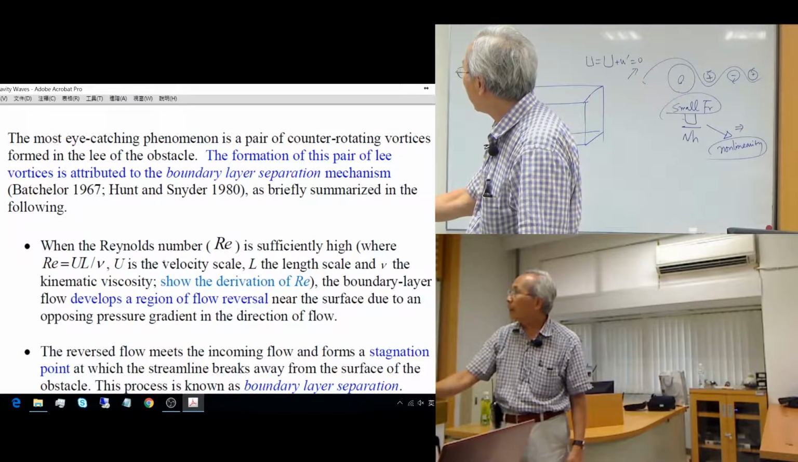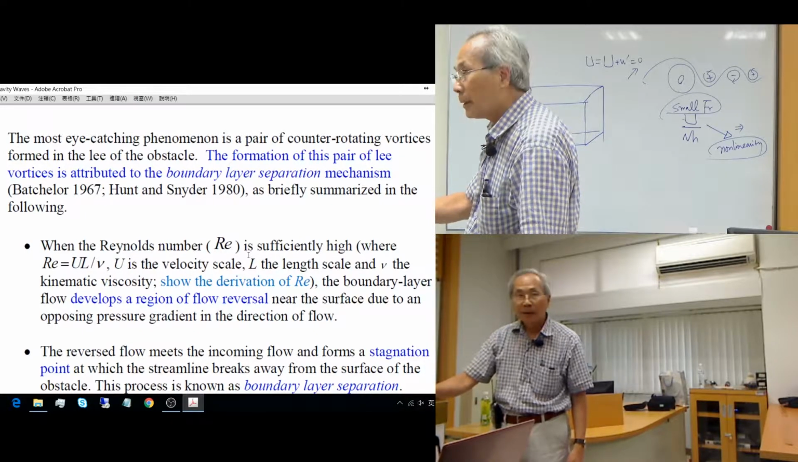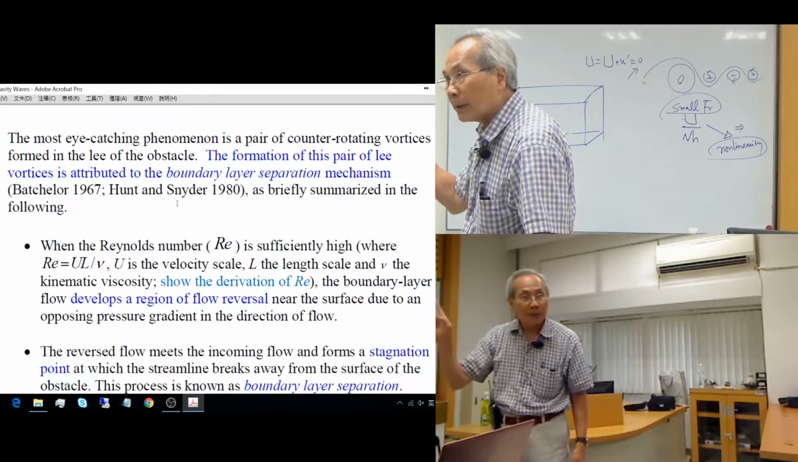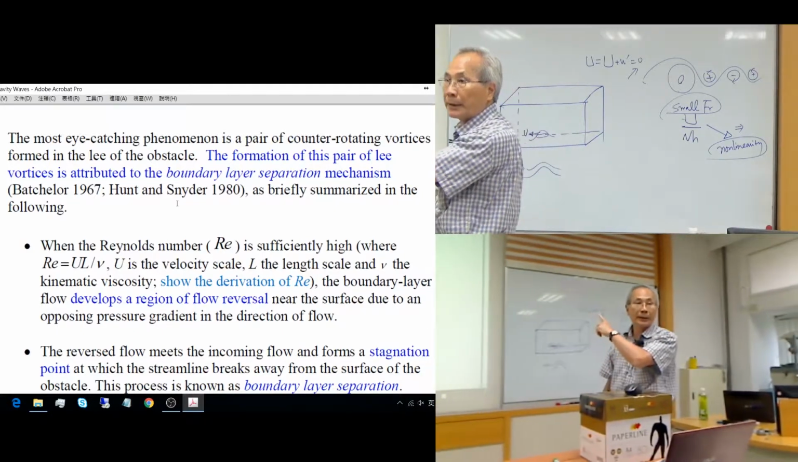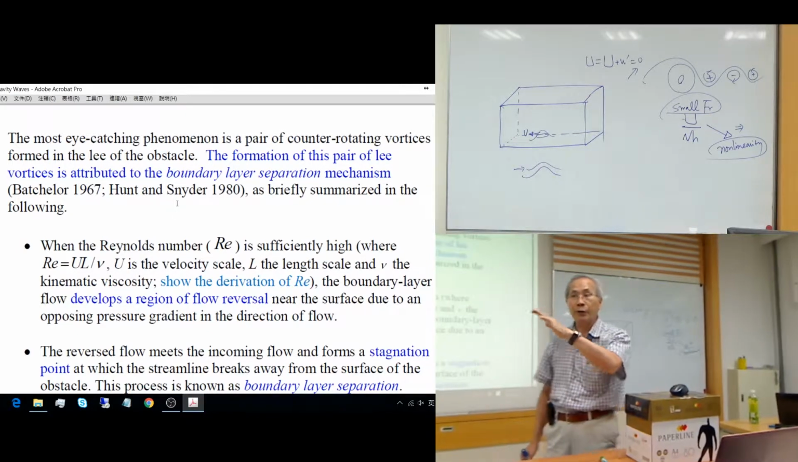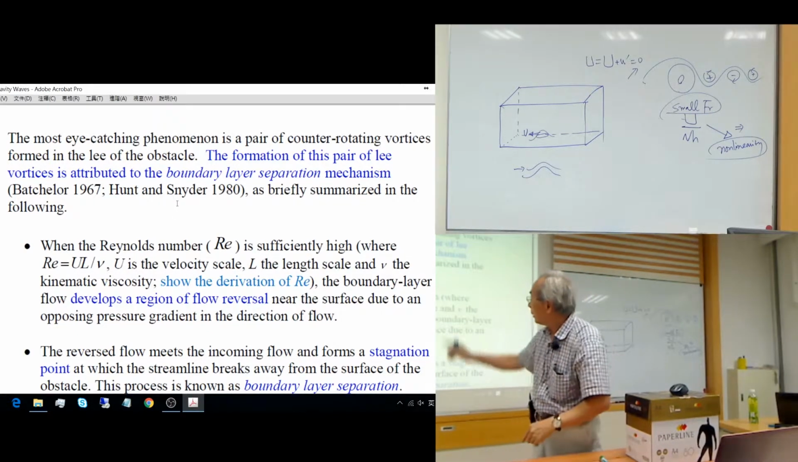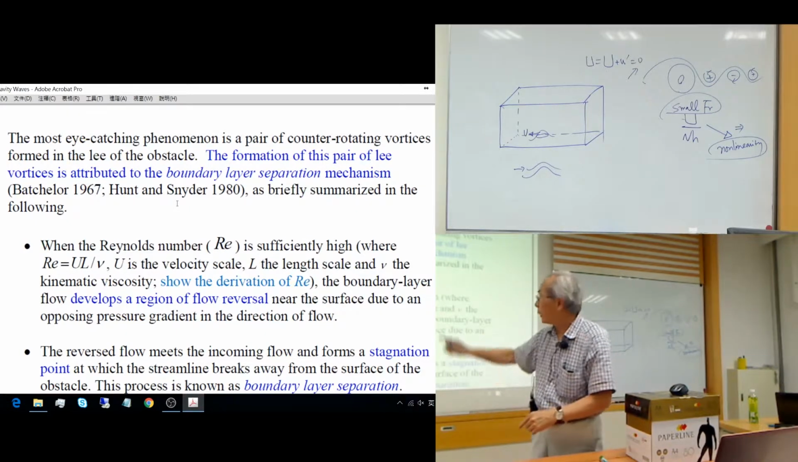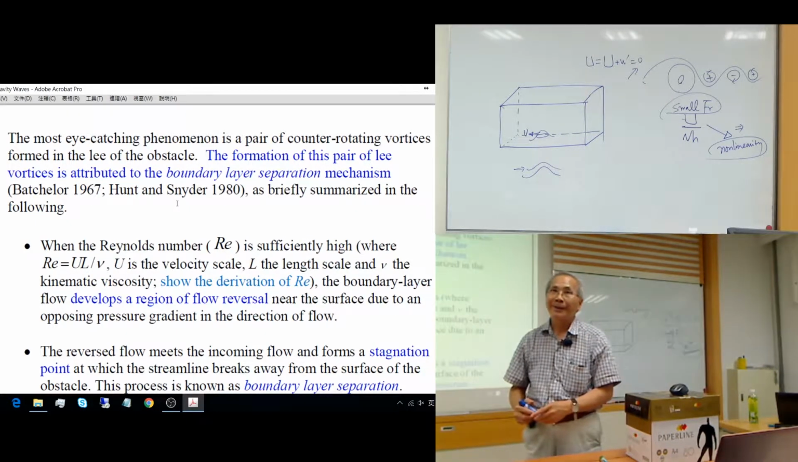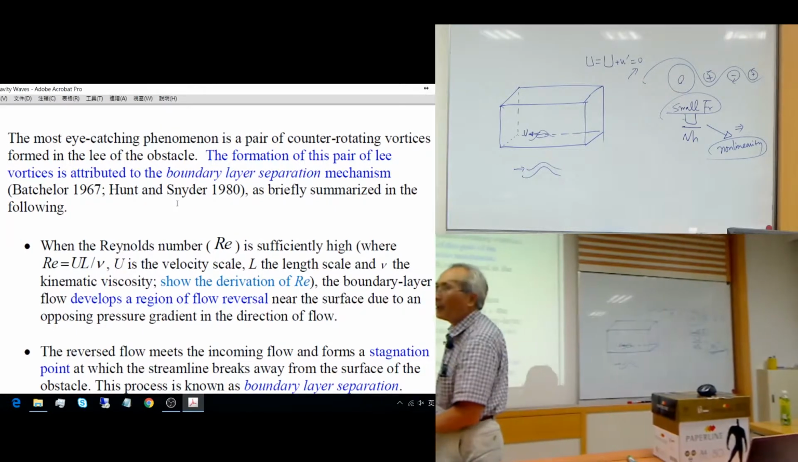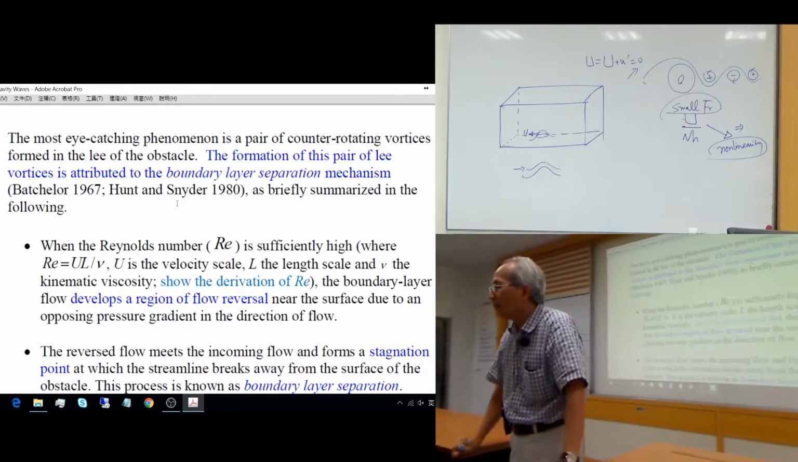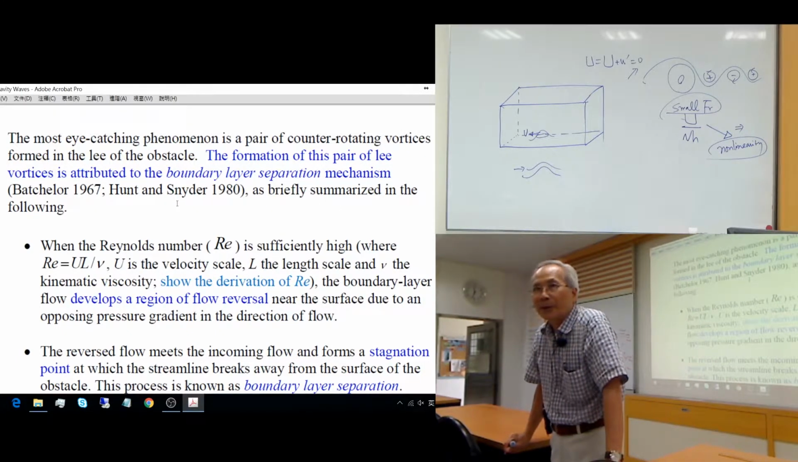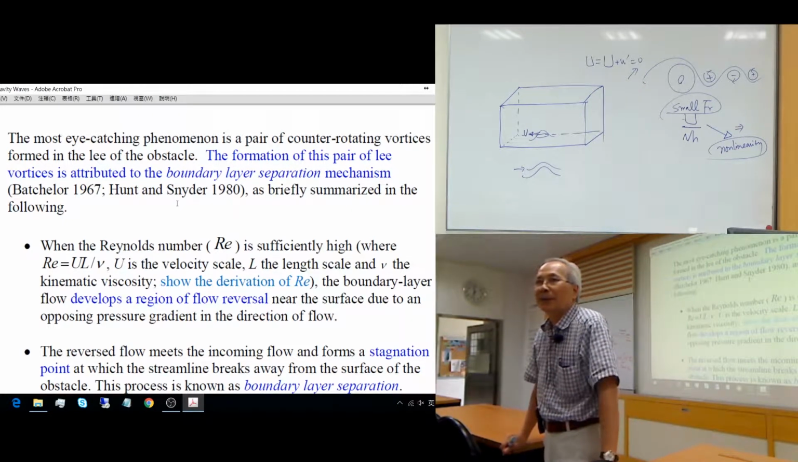So when the Reynolds number, remember, here there's a difference from what we studied earlier. Earlier we assumed there's no friction. Here there's friction, and that's why we have the Reynolds number. A question for you: how many people know the Reynolds number? What's a Reynolds number? Think.